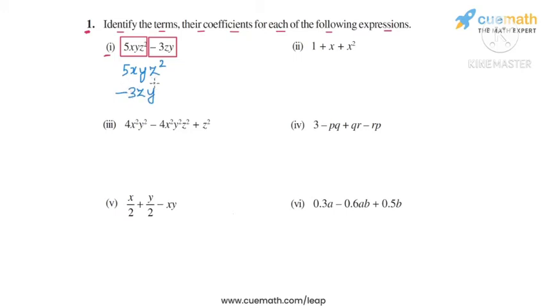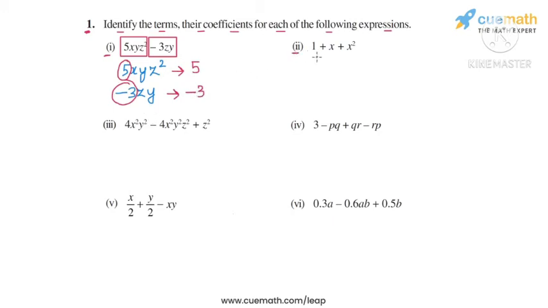And what about the coefficients of these two terms? The coefficients are the numerical parts. The coefficient of any term is the numerical part of that term. So in the first term, the coefficient is 5, and in the second term, the coefficient is minus 3. So let's write this. In the first term, the coefficient is 5. In the second term, the coefficient is minus 3. Okay, now let's go to part 2.